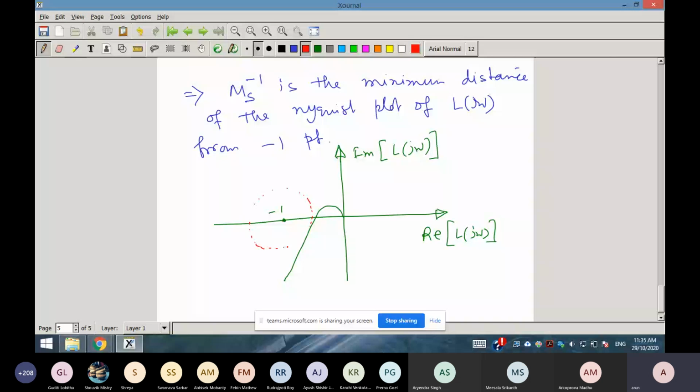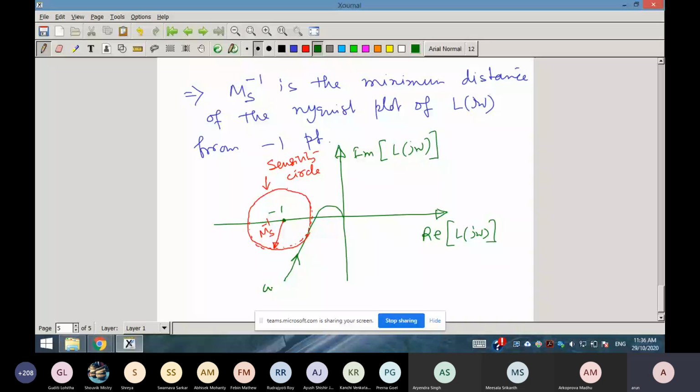So although my drawing is not perfect, what is then Ms inverse? Ms inverse is this radius. This is also known as the sensitivity circle. I am naming it as the sensitivity circle. This is omega equal to 0, and omega equal to infinity.